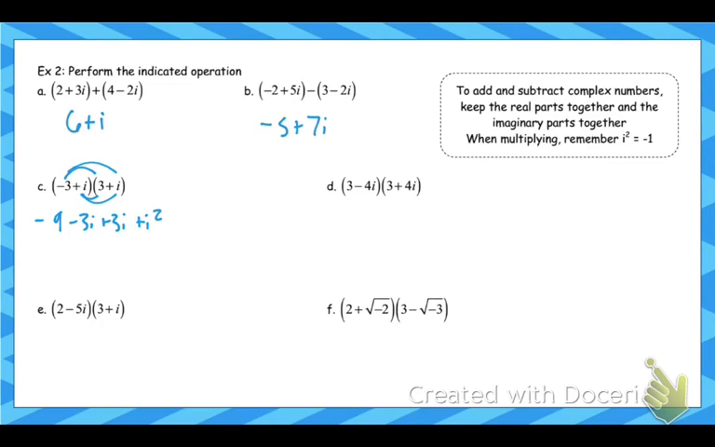So negative 3i plus 3i is going to cancel out. I'm left with negative 9 plus i squared. But if you remember, we said i squared is just negative 1. So this simplifies even further. All right, on D, again, go ahead and FOIL it out.